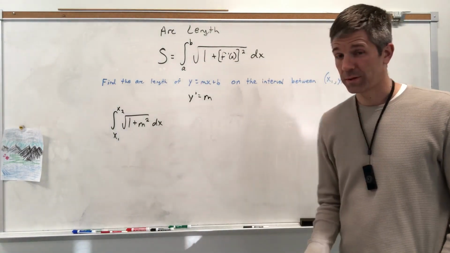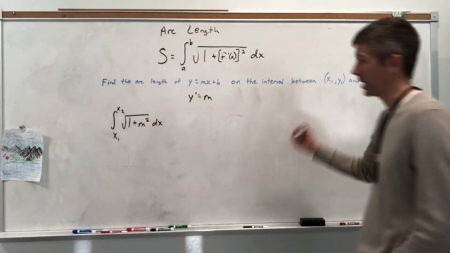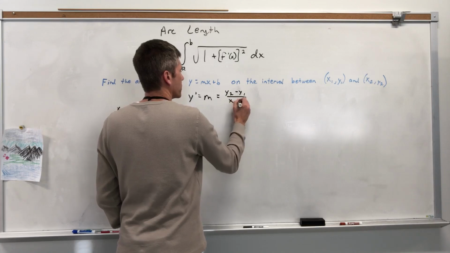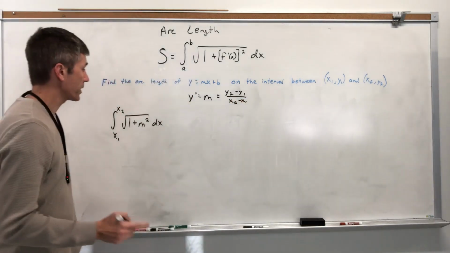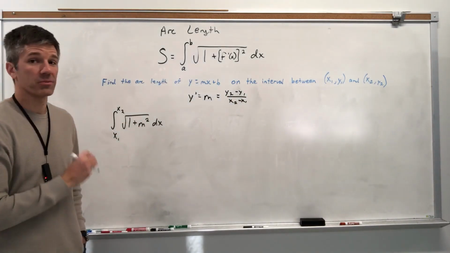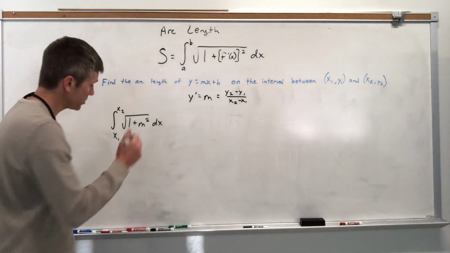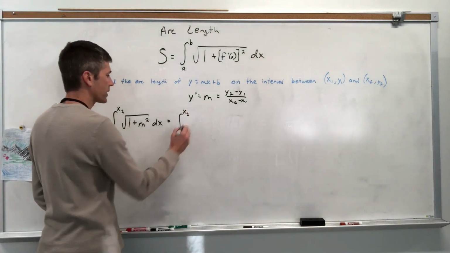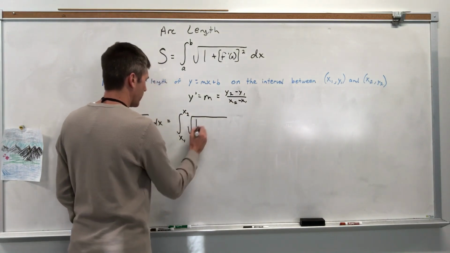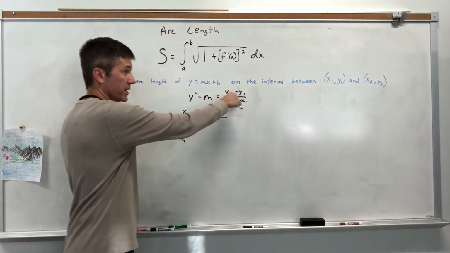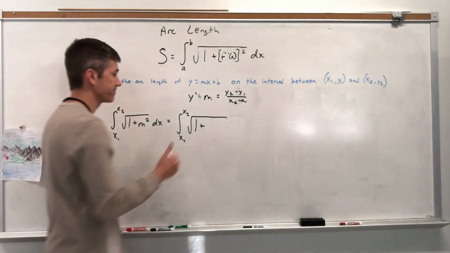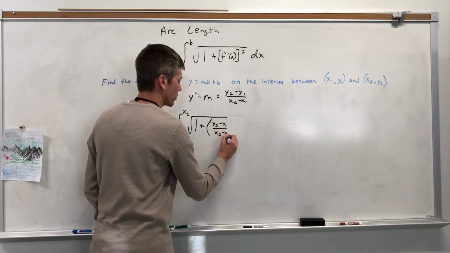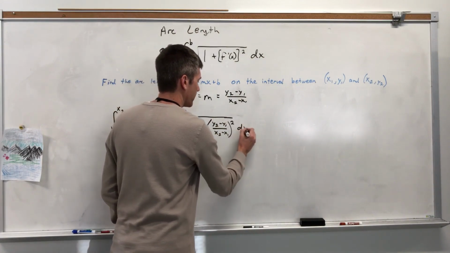What is the slope between these 2 points? I'm glad you asked. That slope is y2 minus y1 over x2 minus x1. We are going to replace m with that. We're going to fill up this board, y'all. You may not have enough room. Should be all right. The integral from x1 to x2 of the square root of 1 plus all this squared, (y2 minus y1 over x2 minus x1) squared, and then dx.